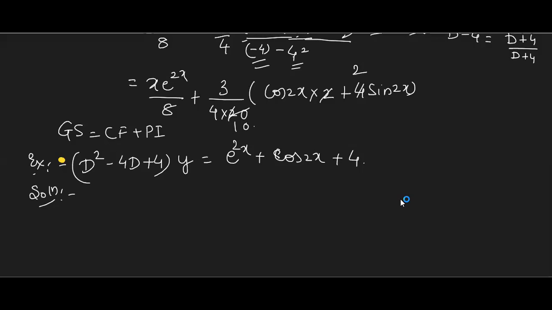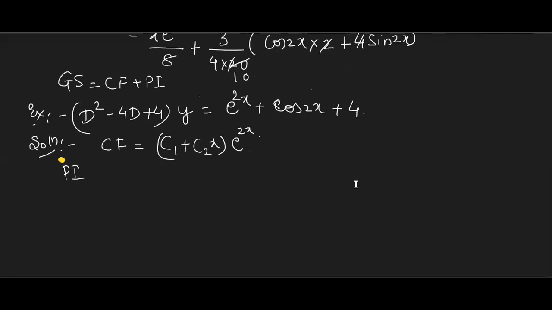First, solve the beginning part. Hope all of you are aware how to find CF. I'll try to write directly in this case. What are the roots? 2 and 2. So how to write? C1 plus C2x into e raised to 2x. Correct? You should write the steps and not write CF directly, otherwise they will cut marks.